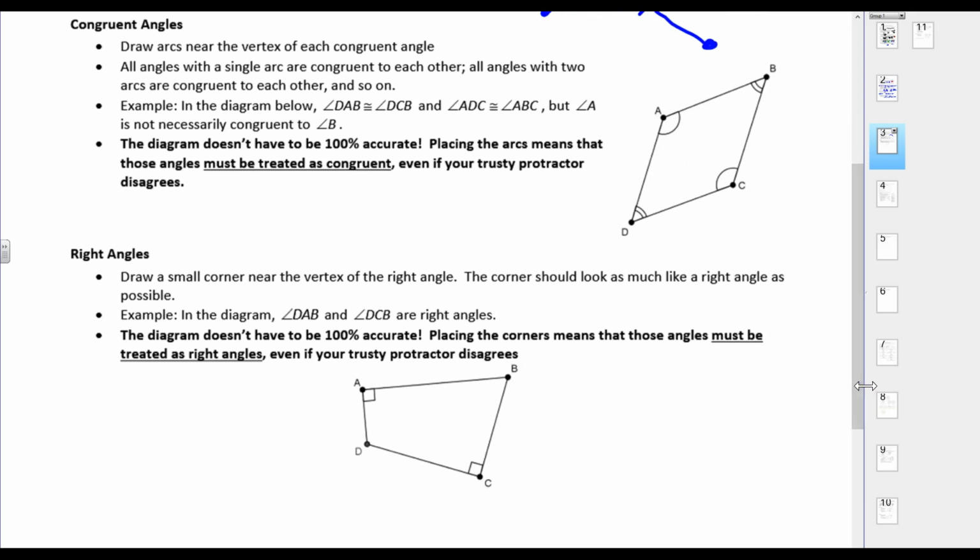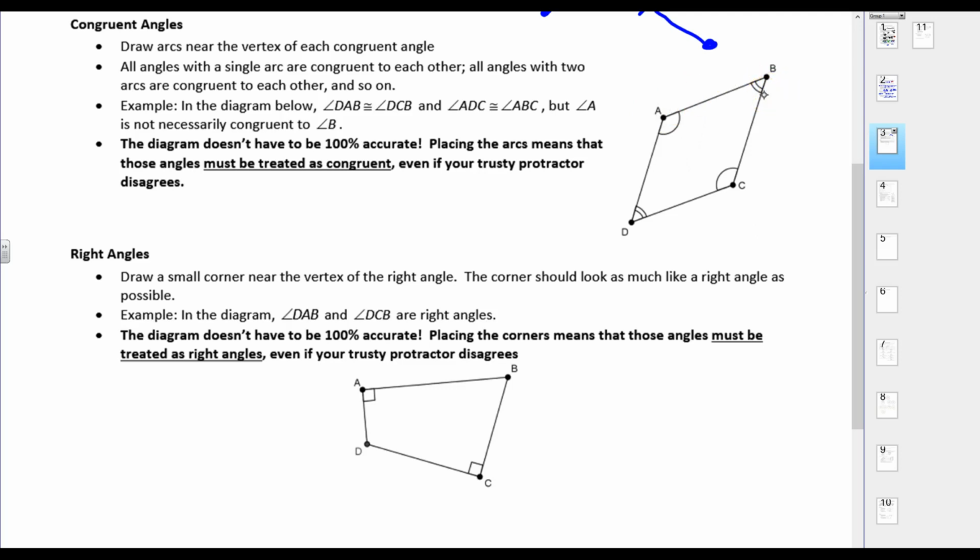Congruent angles are marked with loops. We draw little arcs at each vertex, and again, things with 1 arc are congruent to each other, and things with 2 arcs are congruent to each other. So angle DAB is congruent to angle DCB. We could even call that angle A is congruent to angle C because they both have 1 tick mark. And ADC is congruent to ABC, or angle D is congruent to angle B because they each have 2 tick marks. But A and B are not congruent to each other.